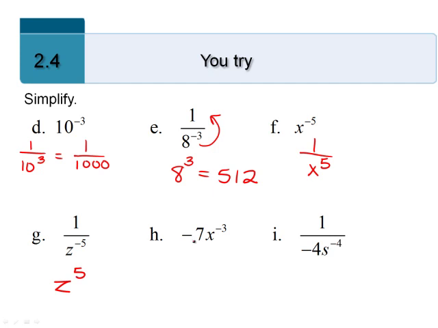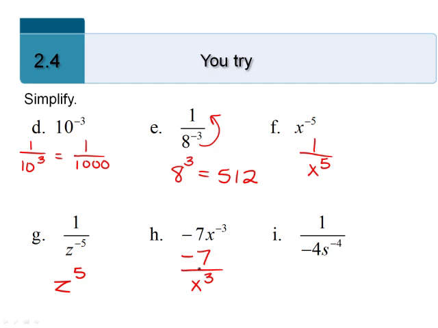Now on H, you have to be careful here. It is tricky, so you have to be careful. We are going to only mess with the x because that negative 3 only applies to the x. It doesn't have anything to do with the negative 7. So that negative 7, for right now, you're going to keep it on the top, in the numerator, and just the x to the third goes to the bottom. And it becomes positive. That's the whole reason you're flipping it.